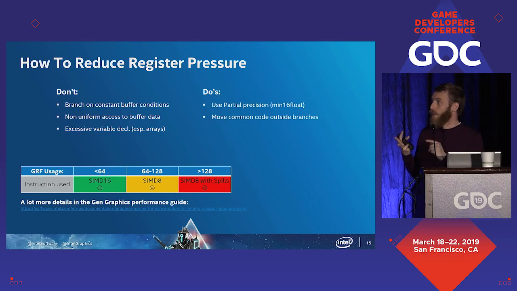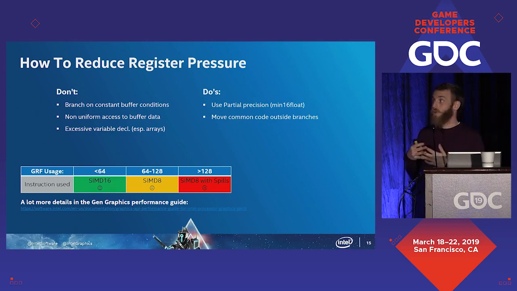Other things you shouldn't do is non-uniform access data to buffer. Basically, that means that you would need to store one variable per lane rather than storing once for the whole thread. Excessive variable declarations, declaring arrays and indexing into them in your shader is usually not great, again, because we're trying to reduce the registers used.